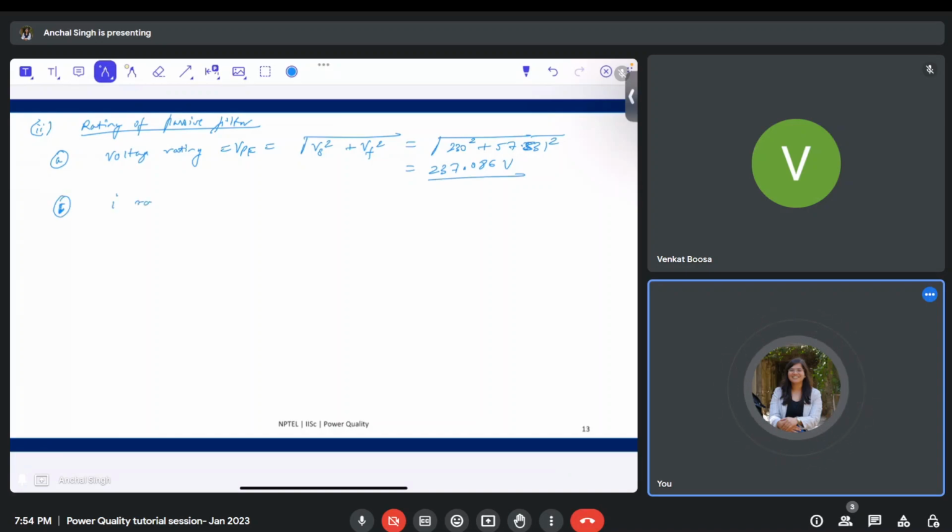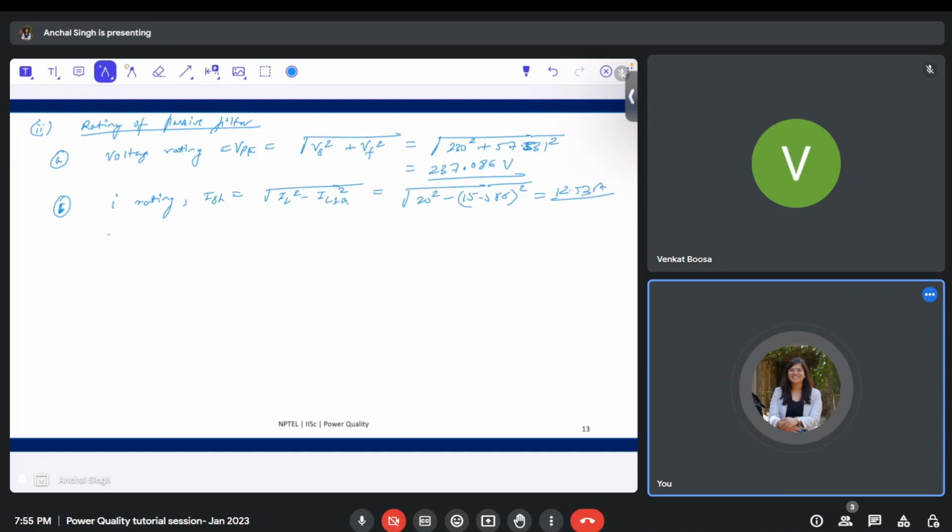Similarly, current rating for this active power filter in shunt can be calculated as, let me call it as ISH. It will be equal to under root of I load square minus IL1A. So apart from the active power component, all the component will be supplied by the shunt passive compensator. This will be under root of 20 square minus 15.588 square. So this will be approximately 12.53 ampere.